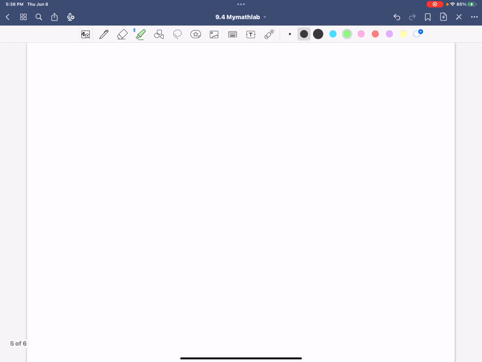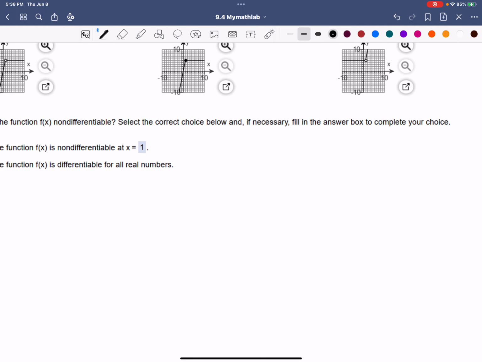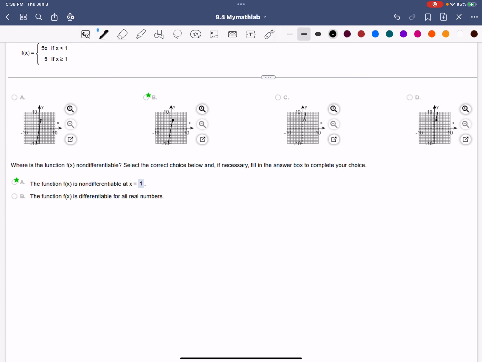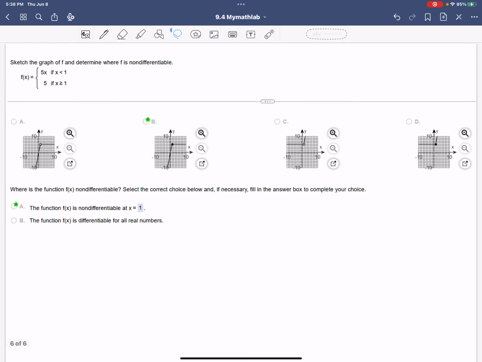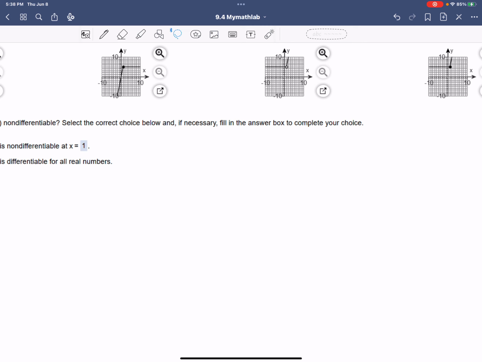I'm going to pull, oh, I have an empty page, good. Now let's look at this one. I'm going to keep this very simple. What I'm going to do is go ahead and draw this. So here they're asking me, sketch the graph and determine where f is non-differentiable. So let me copy this one really quick. Does it let me copy it? Let's see. No, it does not. Don't worry about it. So I have my function f of x.